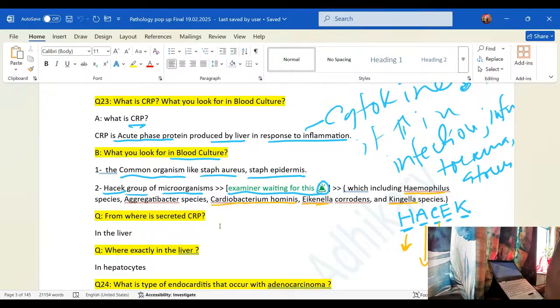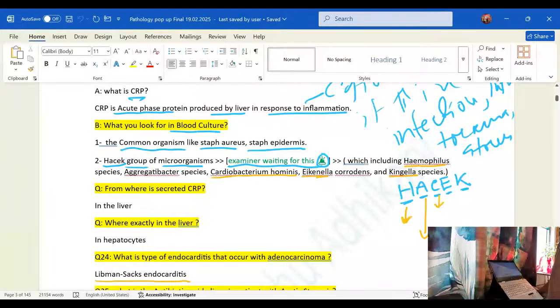There is one question. What will you look for in the blood culture? The common organisms like Staphylococcus aureus, Staphylococcus epidermidis, and also a group of microorganisms like Haemophilus species, Aggregatibacter species, Cardiobacterium hominis, Eikenella, and Kingella. HACEK: H for Haemophilus, A for Aggregatibacter, C for Cardiobacterium, E for Eikenella, K for Kingella.